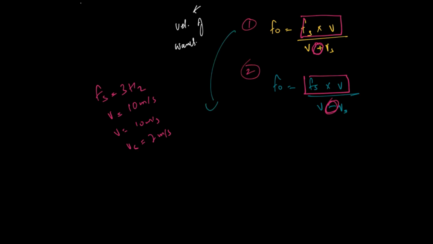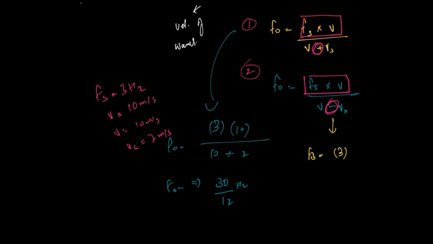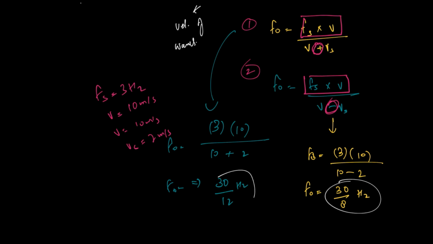For the first one, frequency of source was 3 hertz, velocity of the wave is 10, divided by 10 plus the velocity of source, which is 2. So the answer is 30 divided by 12 hertz, because it would be the frequency of observer. For the second part, frequency of observer would be frequency of source, 3 hertz, times velocity, 10, divided by 10 minus the velocity of the source, 2. So the frequency of observer becomes 30 divided by 8. You could clearly see that this value is greater than this value.